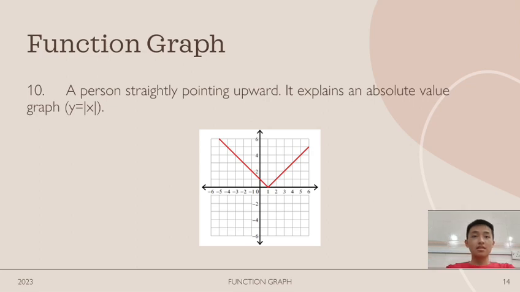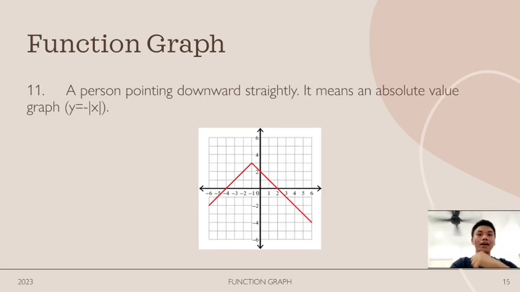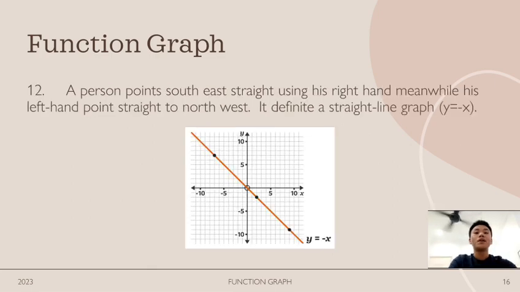The 10th method is a person pointing straight outward. It means an absolute value graph, y equals modulus x. 11th, a person pointing straight downward means an absolute value graph, y equals negative modulus x. 12th, a person points southeast straight using his right hand, meanwhile his left hand points straight to the northwest. It means a straight line graph, y equals -x.